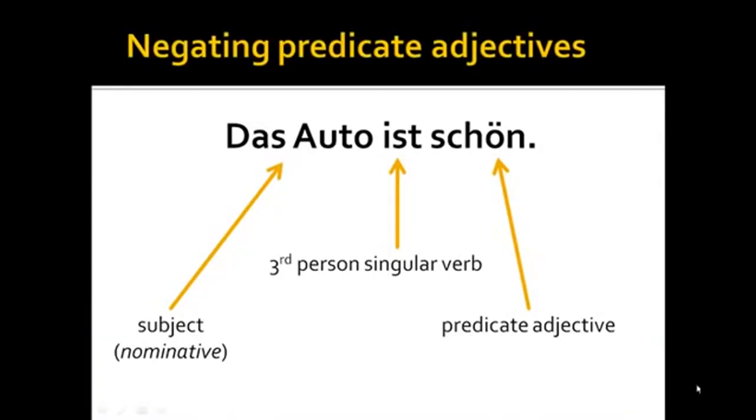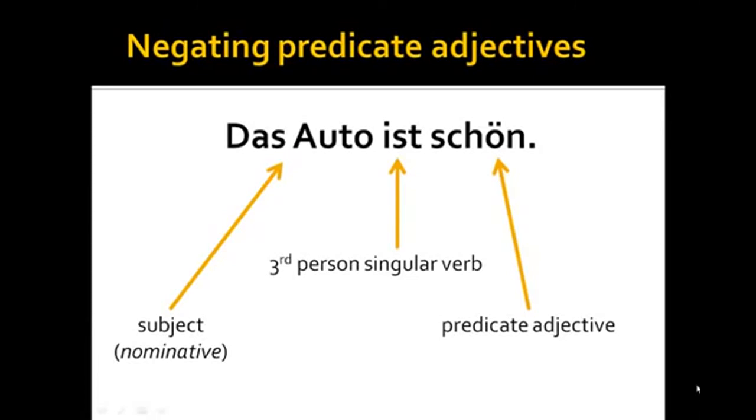So, negating predicate adjectives. What you have on your screen, das Auto ist schön, is a basic German sentence. We have the subject in the first position, das Auto, the verb ist in the second position, and schön in the third position.